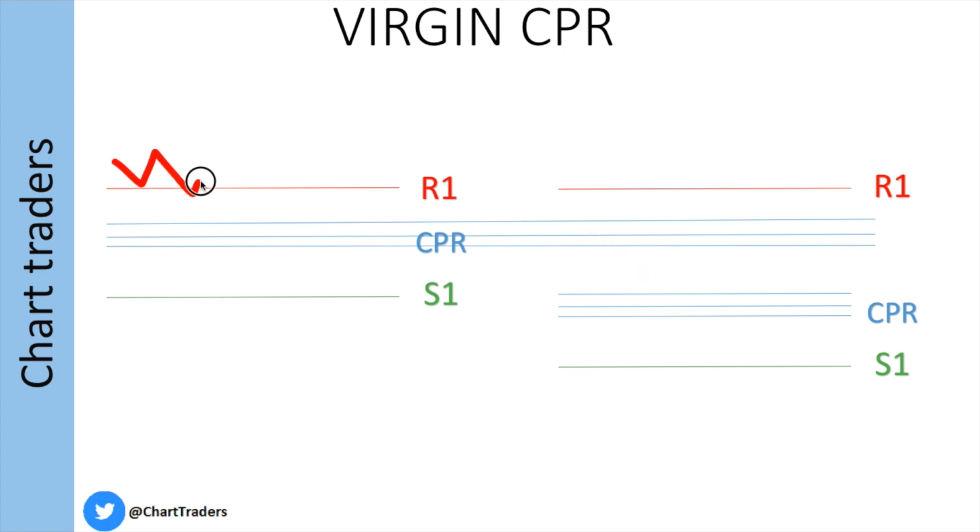In the last example we sell here, so price moves downwards to S1 or CPR. When price moves above the CPR on the last day, then on the current day, when it touches the CPR, you can buy. This concept is known as Virgin CPR. So let's see with the help of an example.